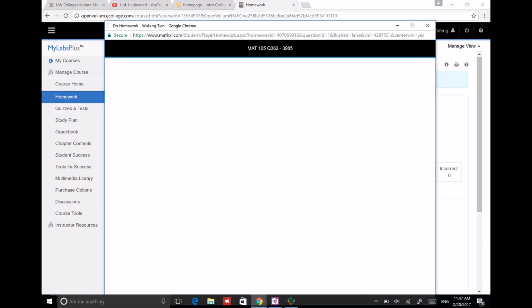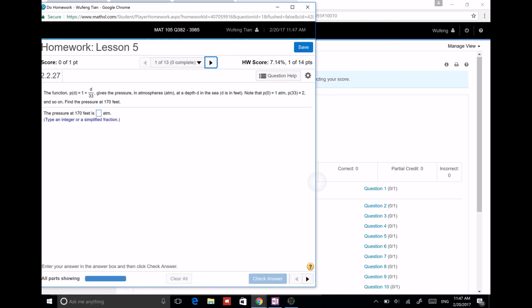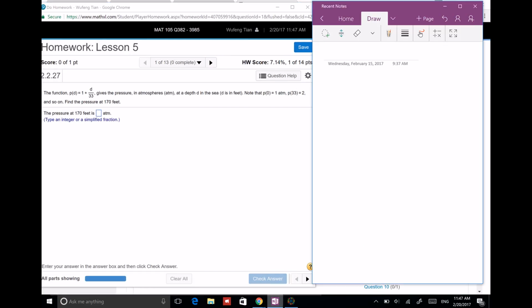Okay, so now question 1. The function P(d) equals 1 plus d over 33. So the pressure at 170 feet is what? ATM. We plug the depth 170 into the function. So it's 1 plus 170 over 33. Then it's going to be 33 over 33 plus 170 over 33. So the answer is going to be 33 plus 170 over 33, which is 203 over 33.